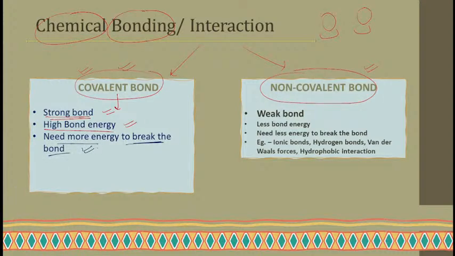Then the second one we have is the non-covalent bonds. What are these? The second category is the one of weak bonds, which have lesser bond energy, meaning they require less energy to break the bond, right? For example, we have the ionic bond, hydrogen bonds, van der Waals forces, hydrophobic interactions, etc. So these are the two classifications of bonds.